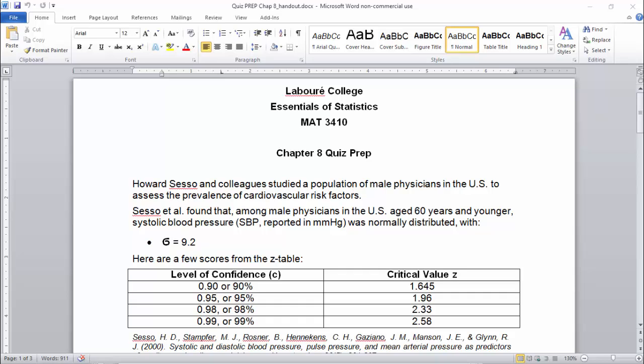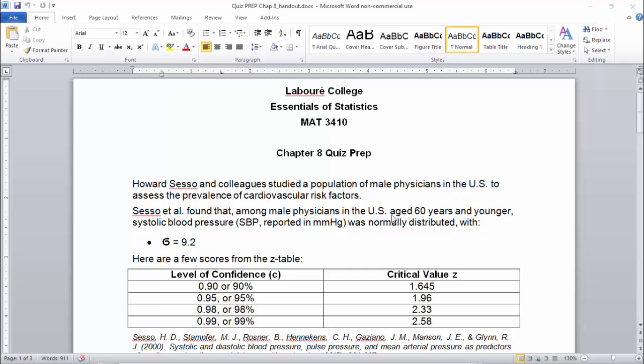And what were they studying? They were looking at the prevalence of cardiovascular risk factors. So they were measuring, among other things, their blood pressure, right? Sesso et al. found that among male physicians in the U.S. aged 60 years and younger, systolic blood pressure, that's the one on the top, SBP, reported in mmHg, was normally distributed. Remember what that means, it's the little bell-shaped curve, with a population standard deviation here of 9.2.